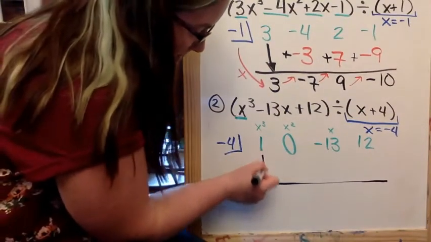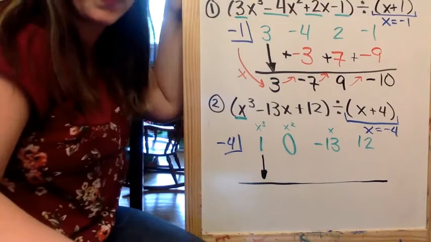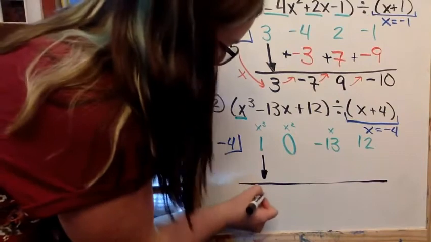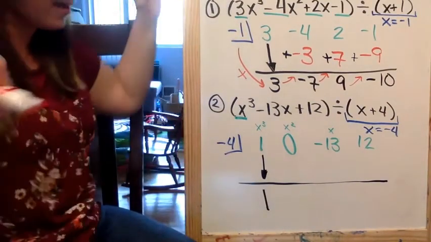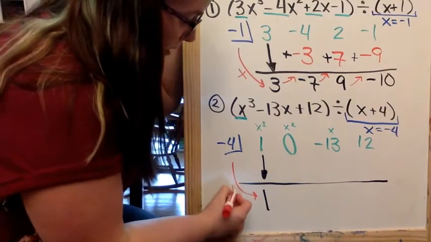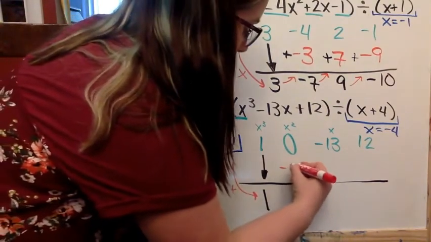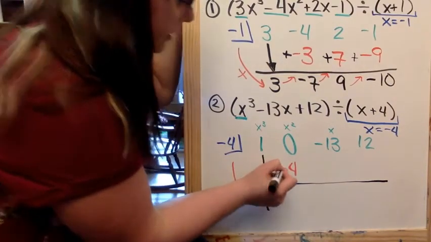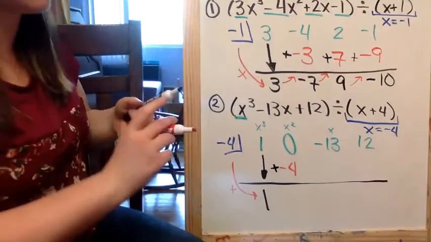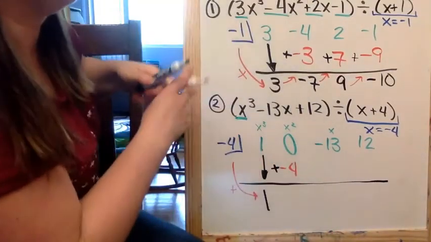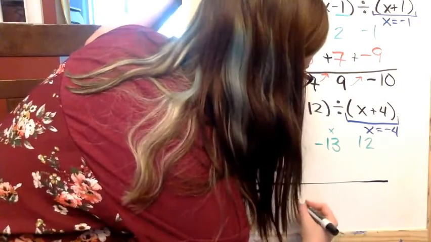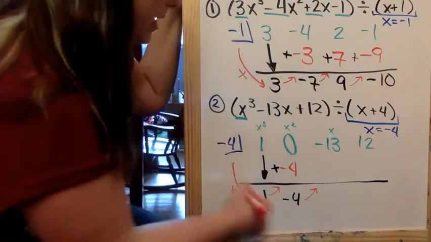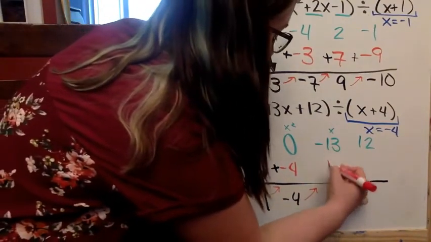So we bring that leading coefficient straight down underneath. And this is where we multiply by that -4. -4 times 1 gives me -4. I'm going to put it under the 0, since that is my next coefficient, because it was a coefficient of 0. Add to get -4. Then multiplying again, -4 times -4 gives me +16.